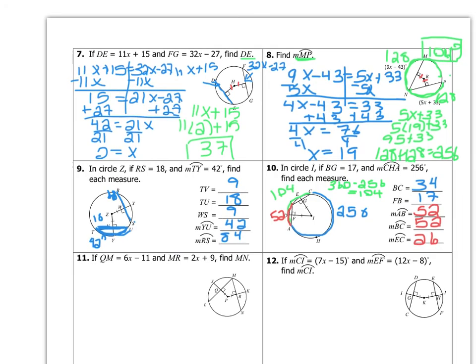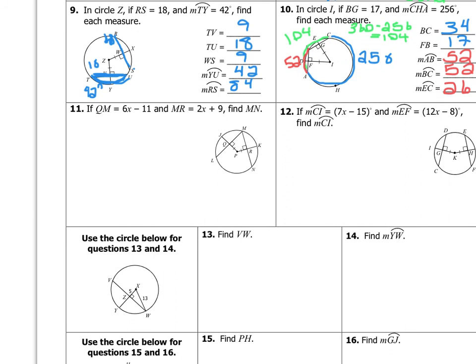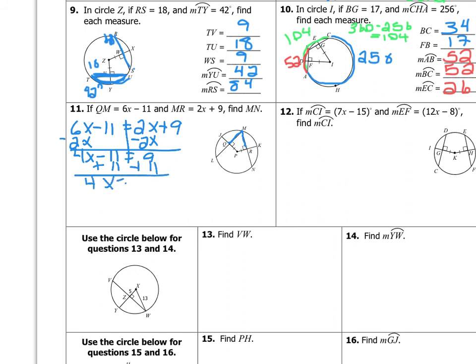Okay, so let's go through these next ones. Let's see, QM and MR. If you take a look at those two, we know that they are congruent, so 6x minus 11 is equal to 2x plus 9. Subtract 2x, you get 4x minus 11 equals 9, add 11. 4x equals 20, so x equals 5.